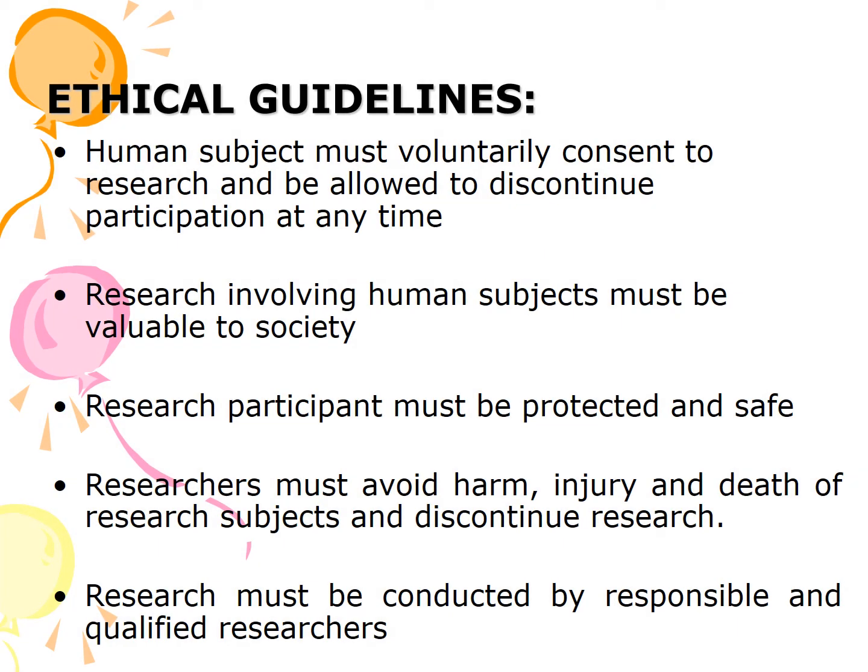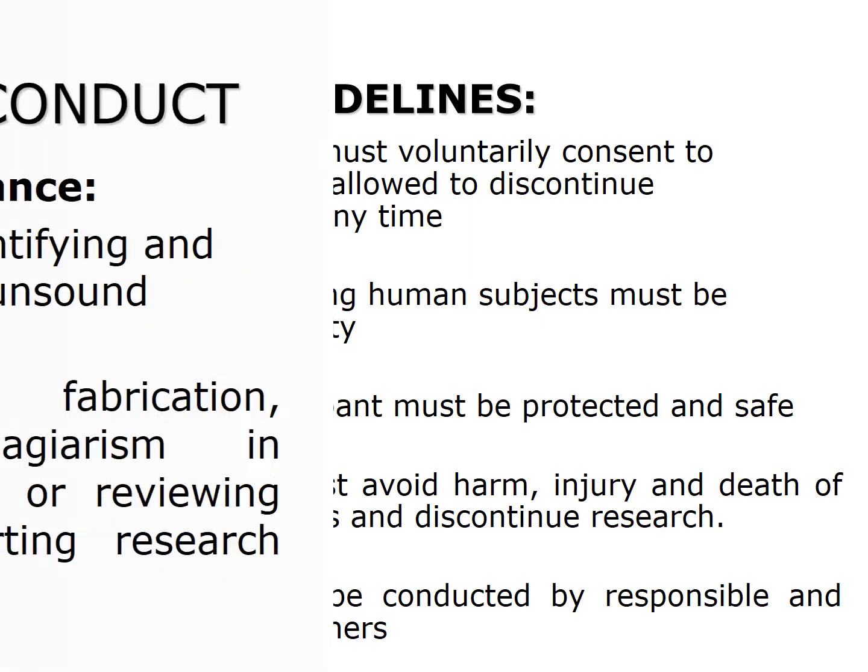Ethical guidelines. Human subjects must voluntarily consent to research and be allowed to discontinue participation at any time. Research involving human subjects must be valuable to society. Research participants must be protected and safe. Researchers must avoid harm, injury, and death of the research subjects, and discontinue research if needed. Research must be conducted by responsible and qualified researchers.